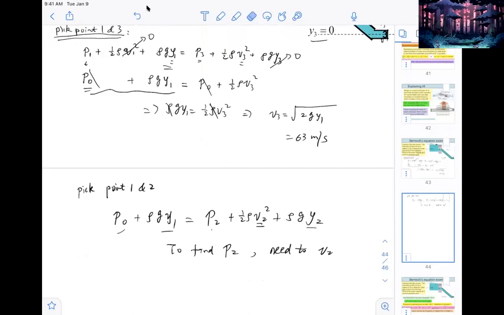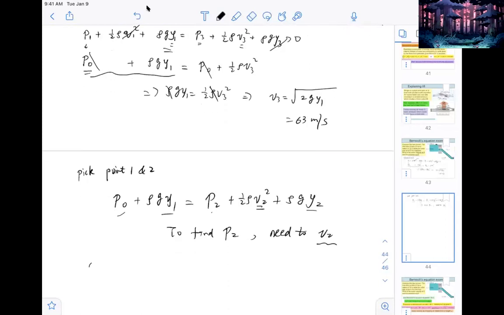So how do we find V2? Knowing that, we oftentimes combine Bernoulli's equation with another equation. What is the other equation? Combined with the continuity equation, right?